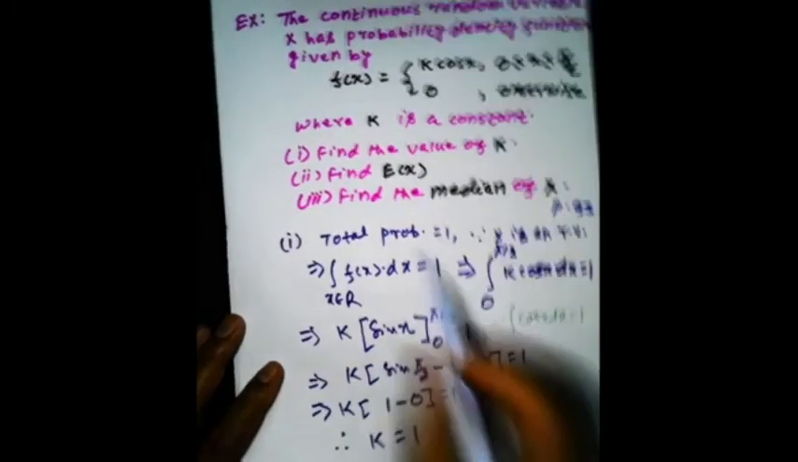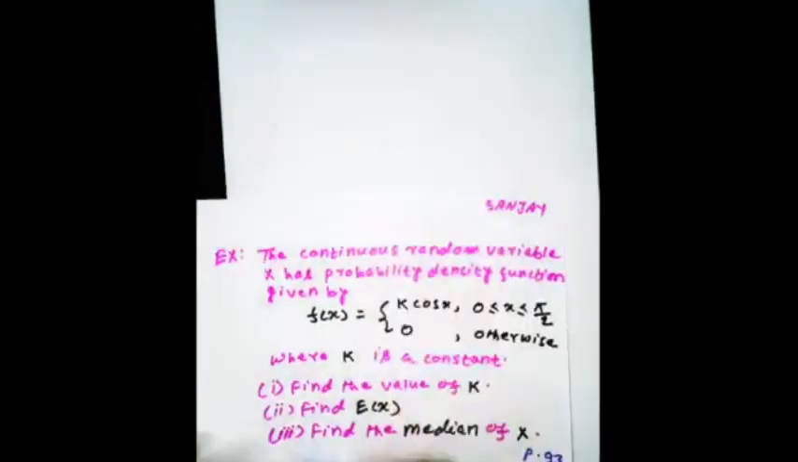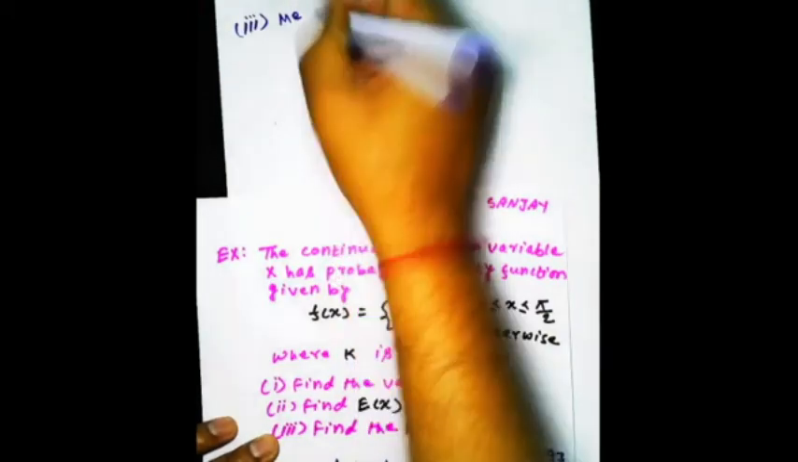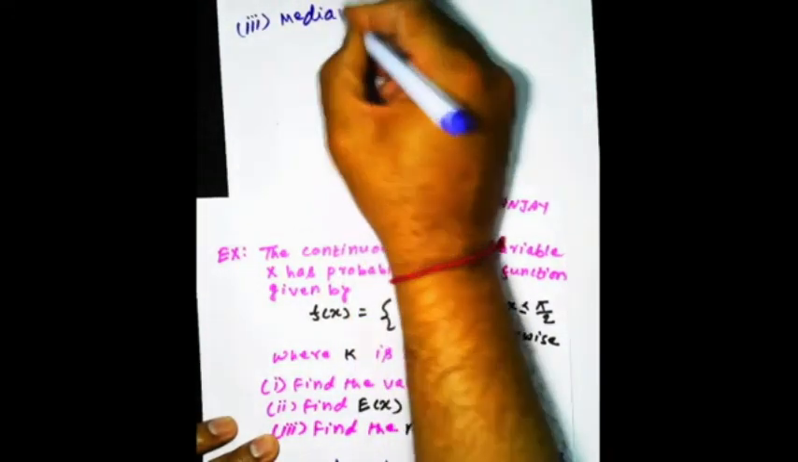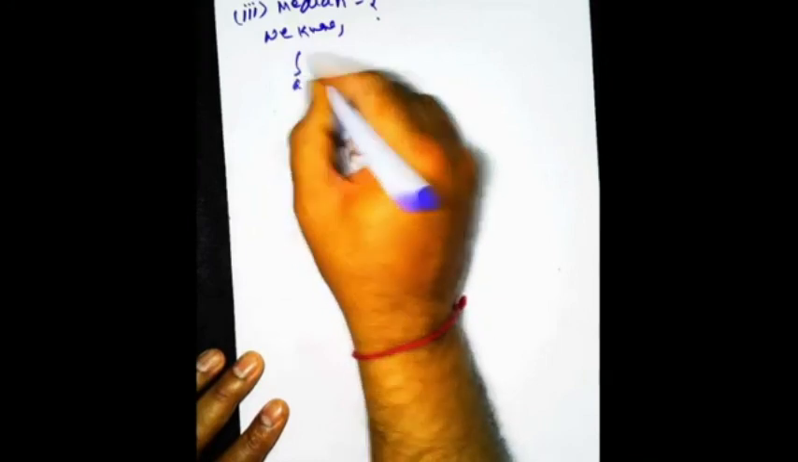And lastly, you have to find the median of x. So this is the third part of this question. Here it is asking you to find the median. We know that in order to find the median, the median takes 50% of the values. So here the median m is such that the integral from a to m of f(x) dx is equal to 50%, that is 0.5, or as you like you can put 1 by 2.